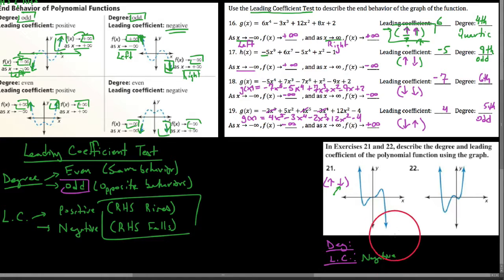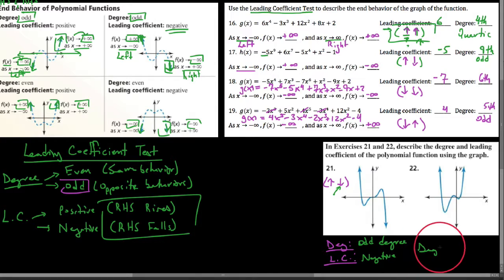The only way we could determine this is to look at the right-hand side behavior, and it's definitely decreasing. So we would say negative leading coefficient. And because of the degree here, I can't tell you what the degree is, but I know that the left and right-hand side behave opposite of each other. So because they are opposite, okay, we would have to have an odd degree. Okay. So you can see how we can use our end behavior of a graph to work backwards to make some assumptions about the degree and leading coefficient.